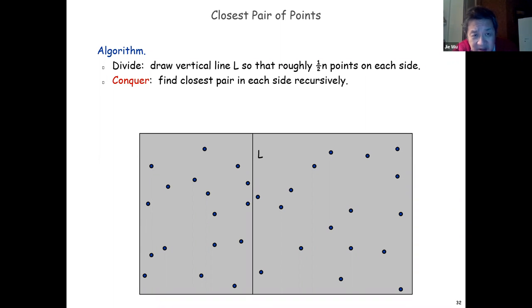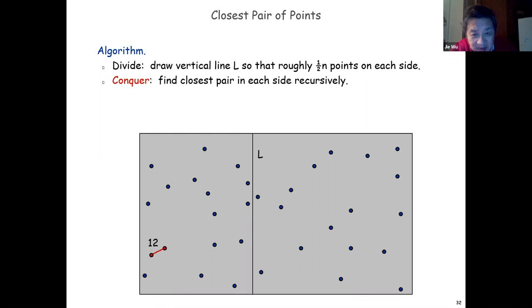The middle means the merge. How do you combine these? There may be points between the left and right that are the closest. Do you see these points here? These two points are very close. So how do we deal with this situation? This looks very messy.